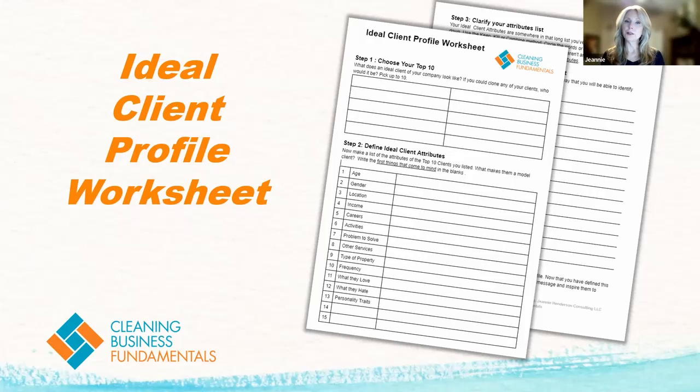You might want to look at other services they might be using, like lawn care or window cleaning, carpet cleaning. This gives you some clues as to who you can partner with in the future. And then what kind of property do they have? In my business, we primarily clean freestanding homes, but we do some condos and apartments and a few small offices. But you might be doing some commercial work or rentals, things like that. So what type of property does your favorite client have? How often do they buy?